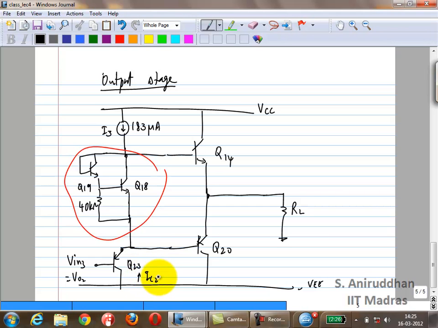So this is the collector current IC23, and what is I out? 0, because we have assumed that overall DC feedback sets V out to be 0. Correct? DC wise. Okay? Is that clear?